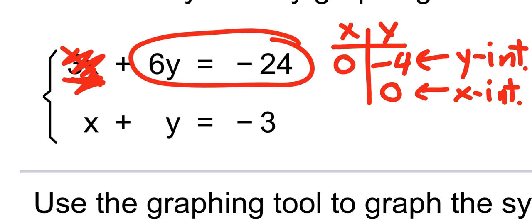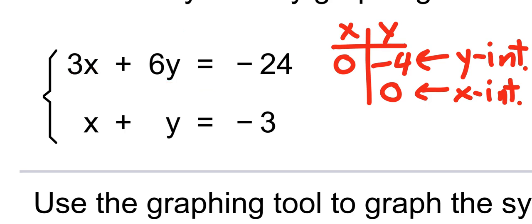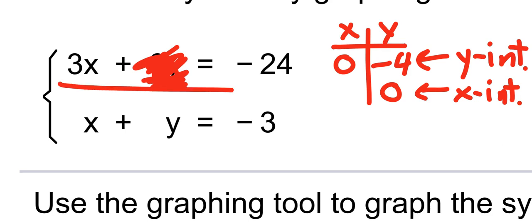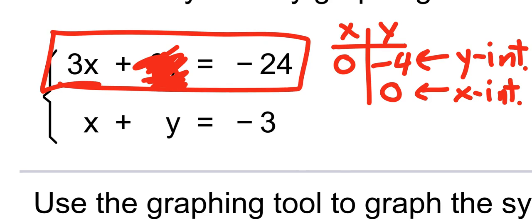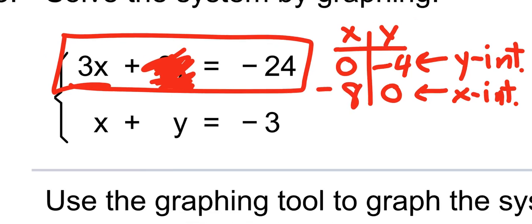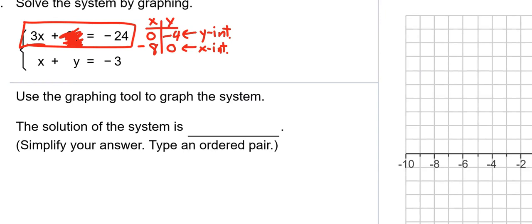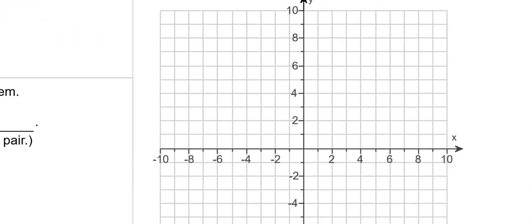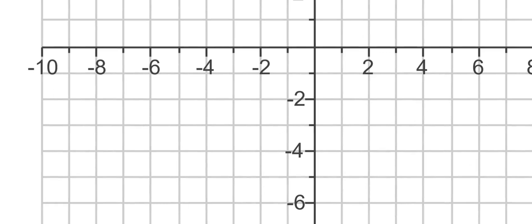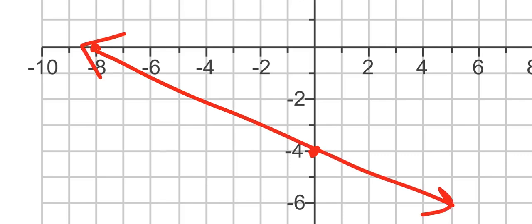Well, what if I want to find the X-intercept? If I plug in a 0 for Y right here, 6 times 0 is gone, right? So what am I left with for X here? Negative 8. So if I come over here on my graph and find those 2 places, 0, negative 4, and negative 8, 0, remember from geometry class I only need 2 points to draw a line.